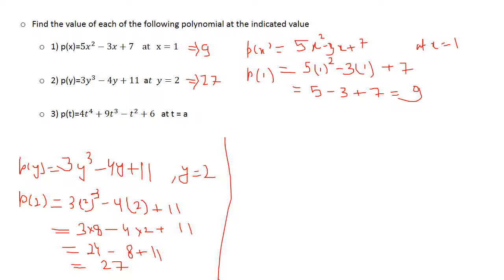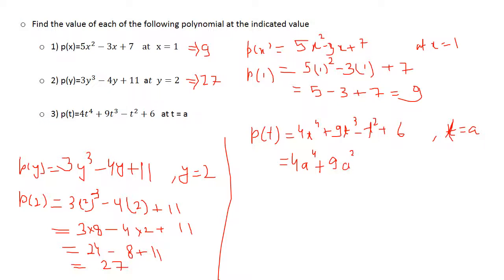Third question is p of t equal to 4t to the power 4 plus 9t cube minus t square plus 6, and we have to find the value of this polynomial at t equal to a. So we have to do nothing but only substitute a in place of t, and the value becomes 4a to the power 4 plus 9a cube minus a square plus 6.